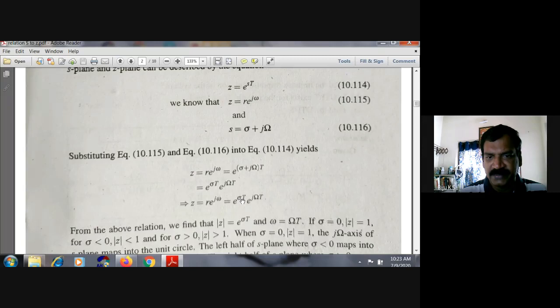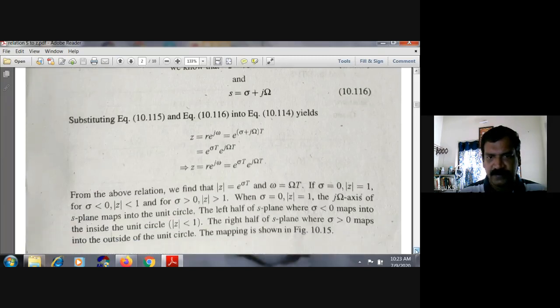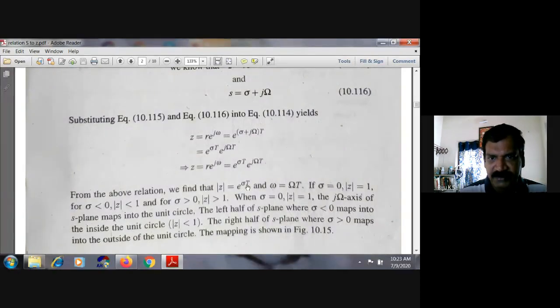So when you are substituting z is equal to r e raised to j omega, you can write e raised to minus sigma t into e raised to j omega t. And when you take the modulus of z, because you have e raised to omega t, small omega is equal to capital omega into t.